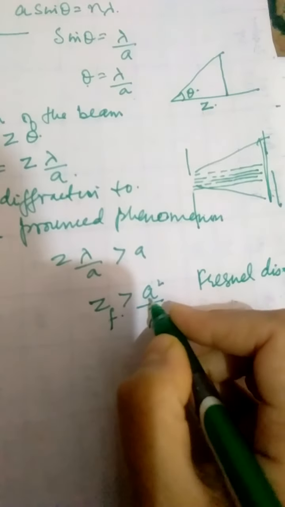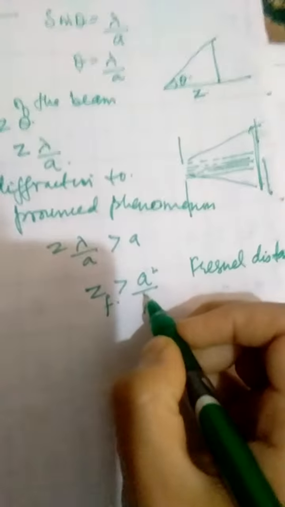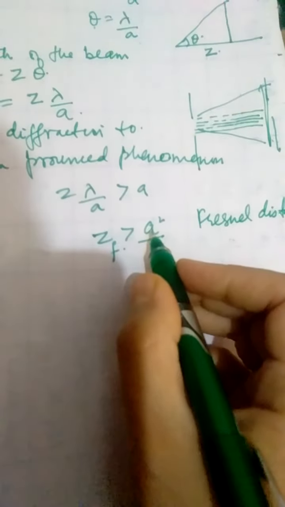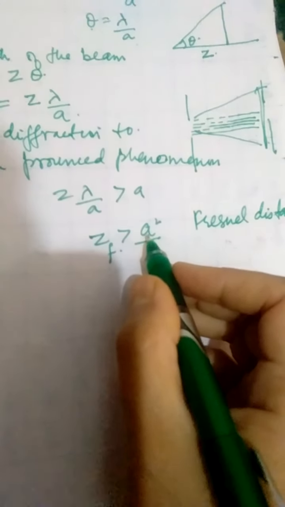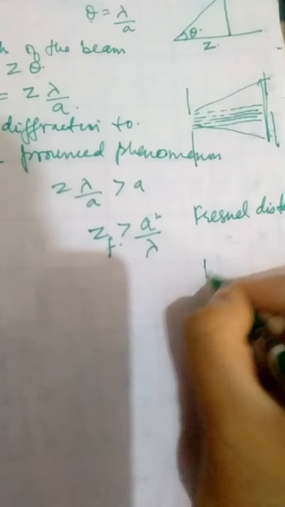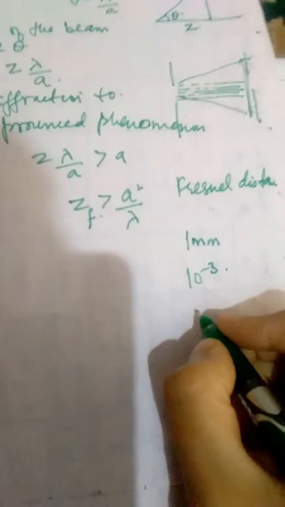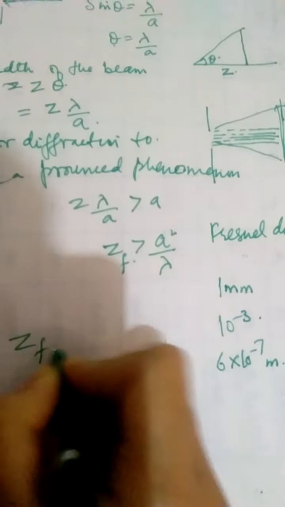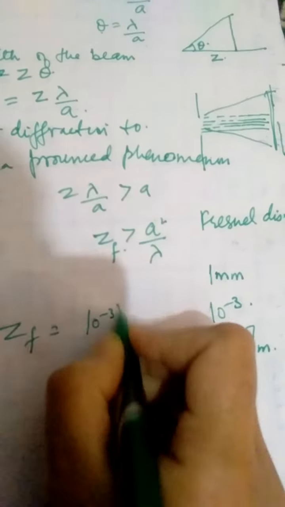Now, for the normal vision of human beings, we will try to put the parameters here. For a, we shall replace it by the size of the pupil. The size of the human pupil is 1 millimeter, that is 10 to the power minus 3 meter. And lambda, on an average, the wavelength of light is how much? It is 6 into 10 to the power minus 7 meter. Now let us substitute it here. So ZF comes out to be 10 to the power minus 3.